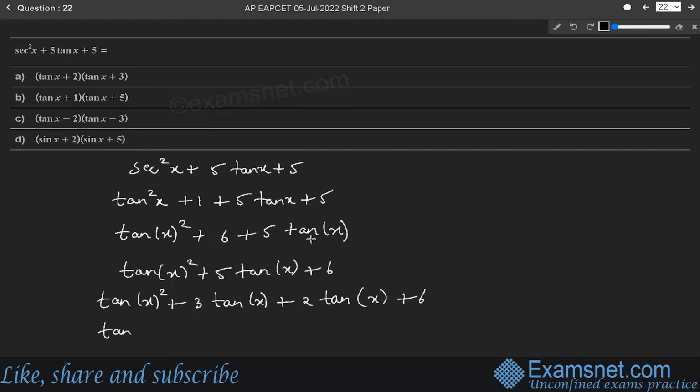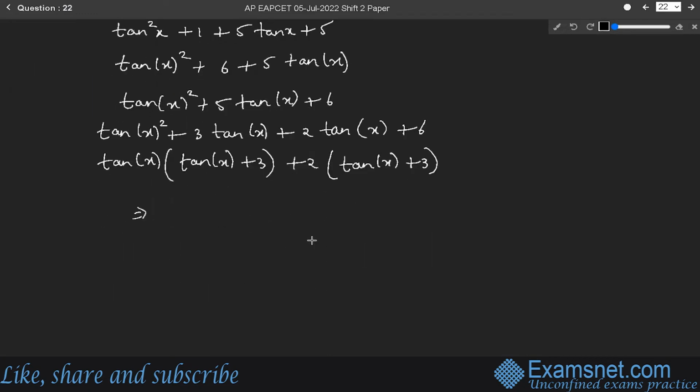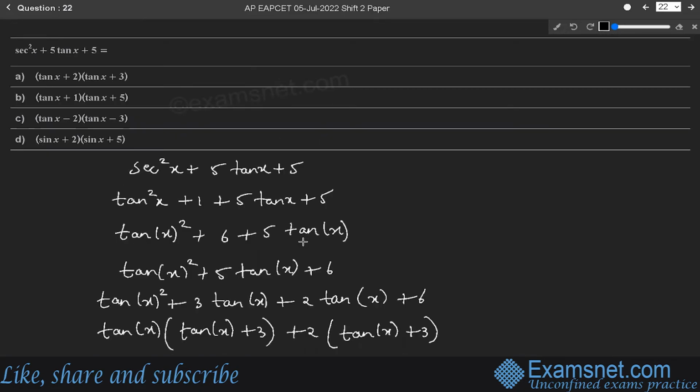Taking tan x common from the first two terms, the remaining terms will be tan x plus 3. Taking 2 common from the next two terms, the remaining terms will be tan x plus 3. So the factors will be, you can see that tan x plus 3 is again common. So it will be tan x plus 3 and another factor will be tan x plus 2. This is the required answer here. Therefore, we can say that out of all the given options, option number A is the correct option, which is tan x plus 2 and tan x plus 3. So option number A is the correct option here.